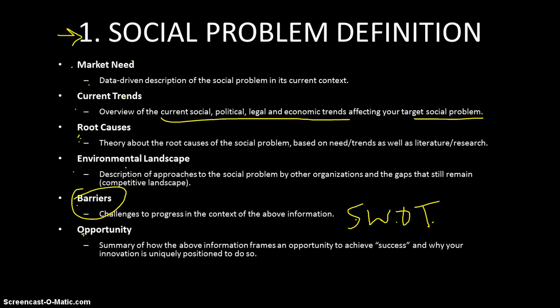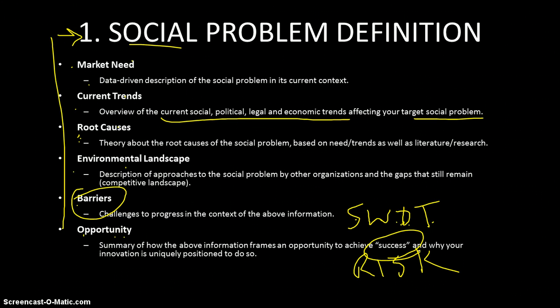And then finally, opportunity. Can you summarize how the above information frames an opportunity to achieve success and why your innovation is uniquely positioned to do so? Now, the reason why you need to have that opportunity is because social entrepreneurship usually involves some sort of risk. Right? There's always a risk of failure, or there's a risk of waste, or there's a risk that it won't be embedded enough, or that there's some risk that's out there. What you need to do is be able to use this information to talk about why there's more opportunity for success and less opportunity for that risk actually happening.